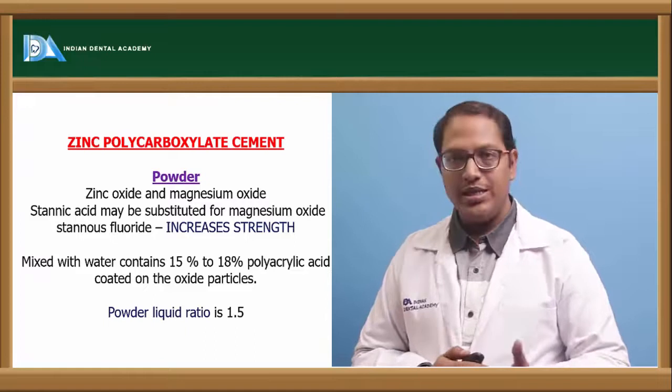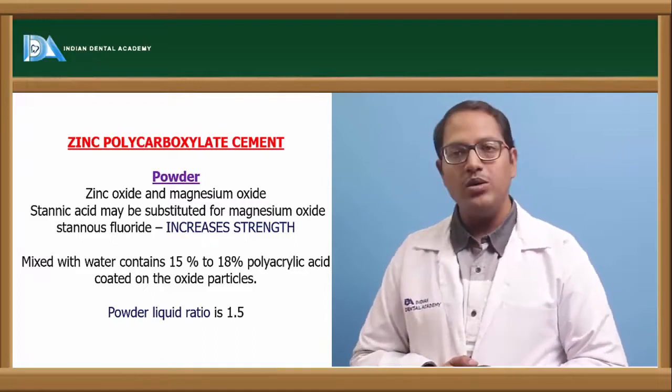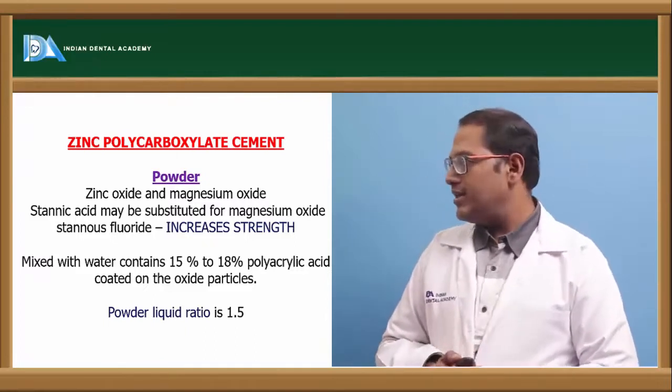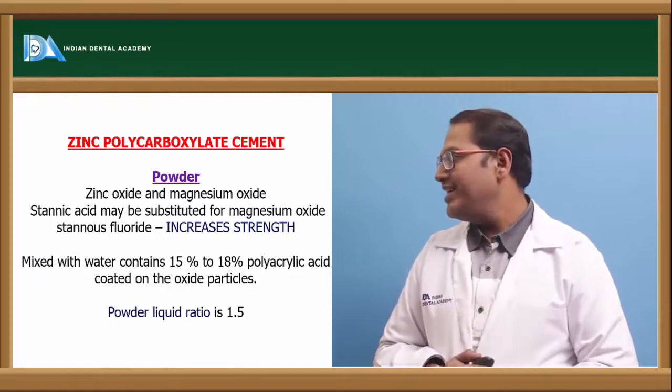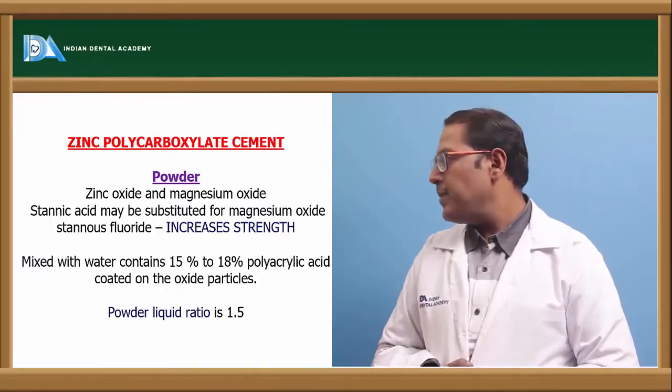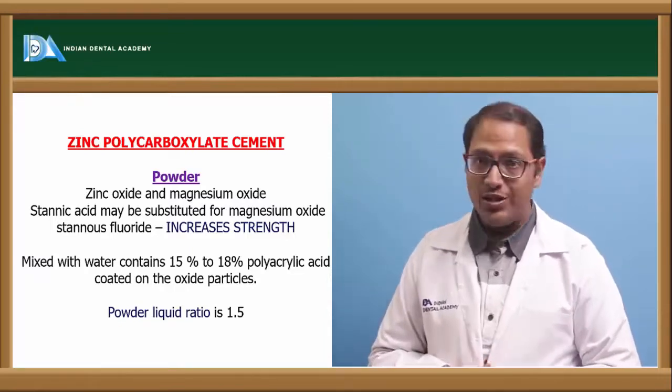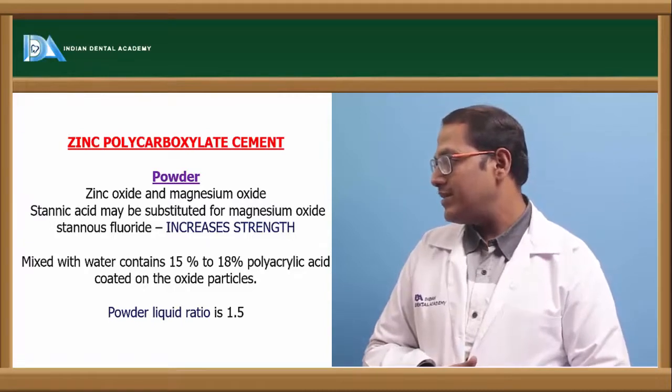So the carboxylic acid is going to mix with that. So the powder, what will it contain? It will contain zinc oxide and magnesium oxide. It will contain stannic acid, maybe as a substitute for the magnesium oxide, as in the case of zinc phosphate cement.